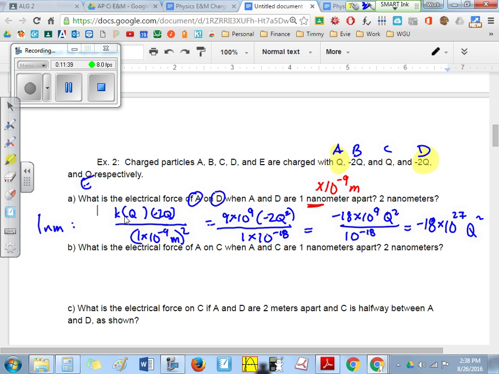In scientific notation, you'll have to move the decimal back a space, which means you get to add 1 to your power. So it turns out to be negative 1.8 times 10 to the 28th Q squared. Again, I don't know what Q is, doesn't matter, but this is the force that we feel. Go ahead and put newtons, it's a force.